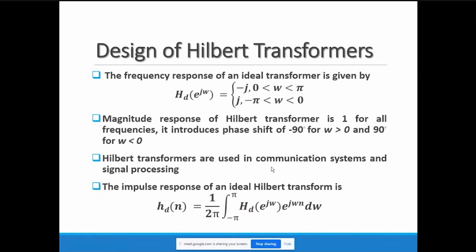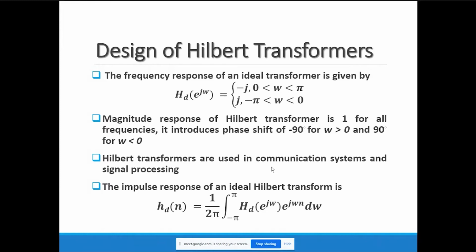Hilbert transforms are used in communication in various places. A few of them are communication systems and signal processing. Now we find the impulse response for an ideal Hilbert transform. Whatever equation we use for the calculation of the impulse response, the same equation we apply over here.